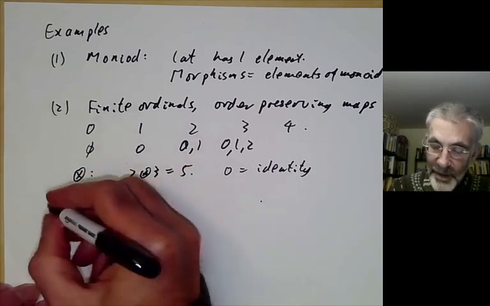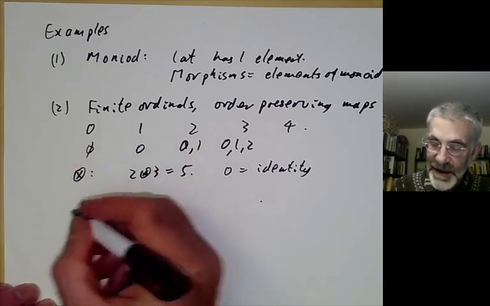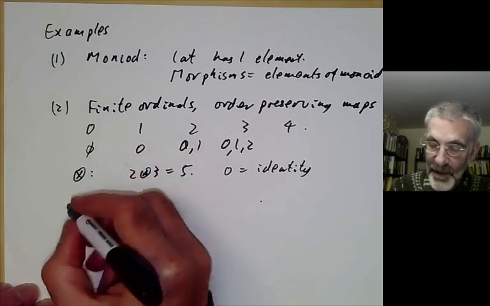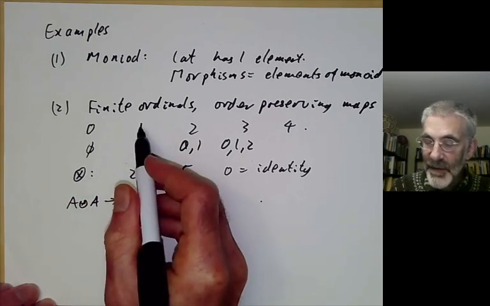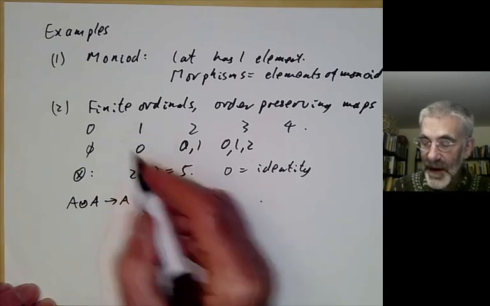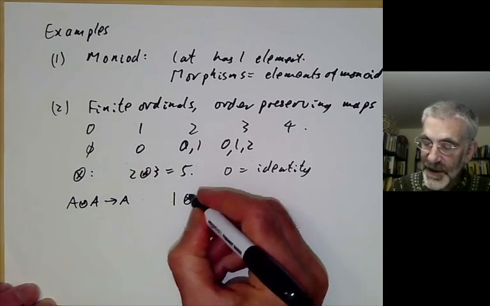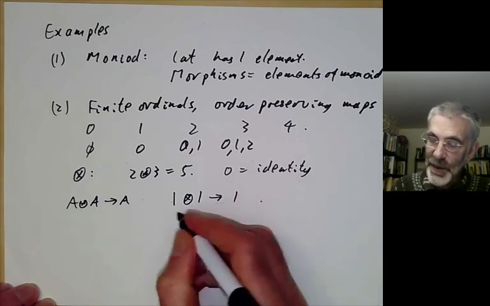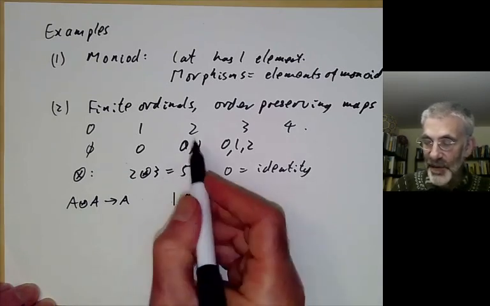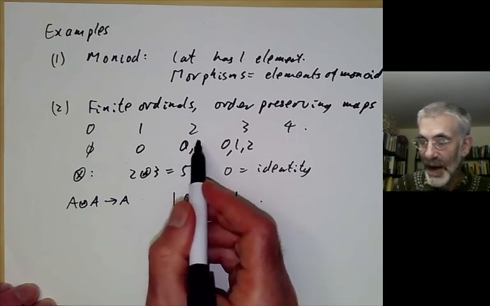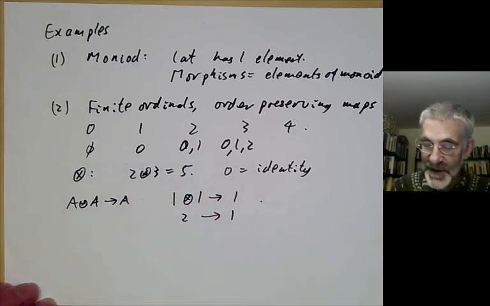Now we want to define a monoid in a monoidal category as some object with a map from A tensor A to A, and we can take the monoid in this case to be the element 1 with a map from 1 tensor 1 to 1. Now 1 tensor 1 is just 2, and there's an obvious map from 2 to 1 which just takes, in fact there's only one map from 2 to 1 which just takes both elements to there.